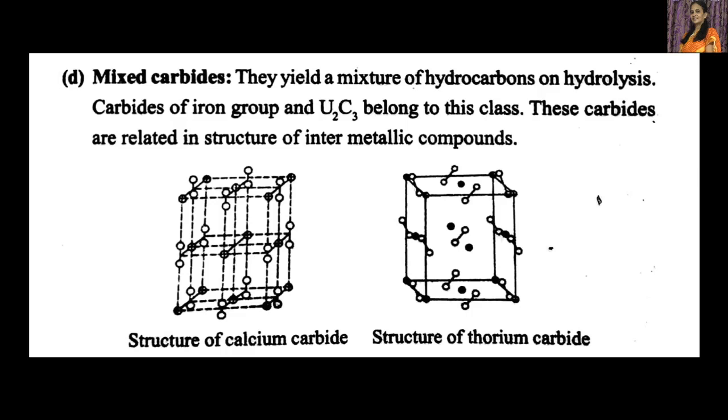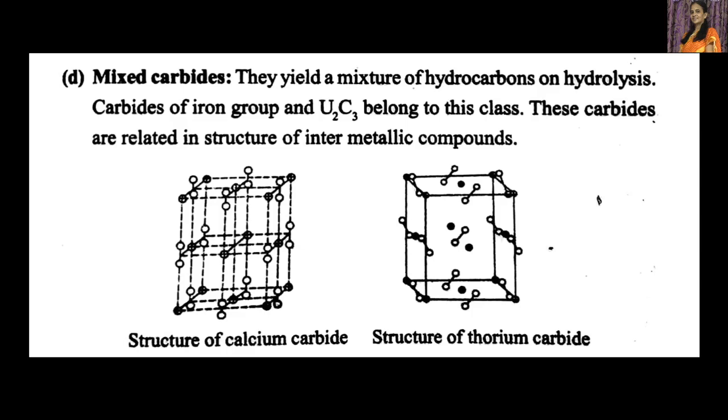The carbides of the iron group and uranium, that is U2C3, belong to this type of carbides. These carbides are related in structure to intermetallic compounds, in the sense that they have a crystal structure like that of metals. Here, if we consider calcium carbide, it has such a type of structure, and this is thorium carbide. It has such a type of crystal structure.